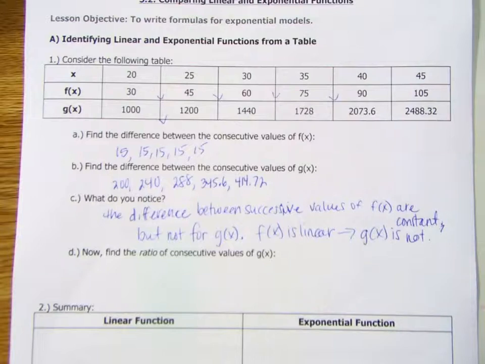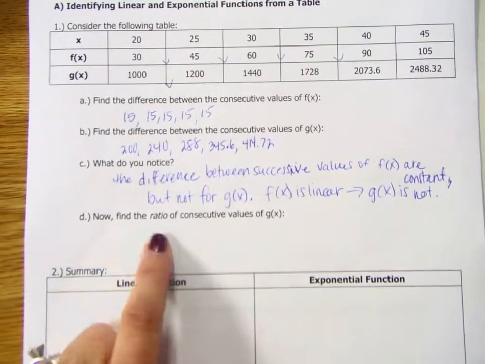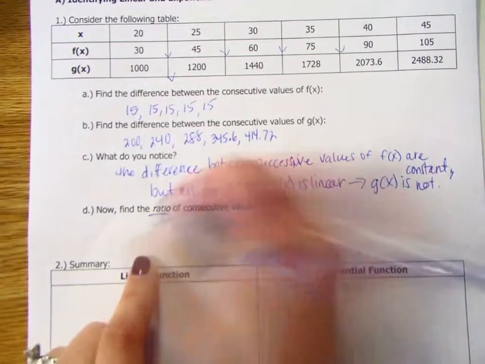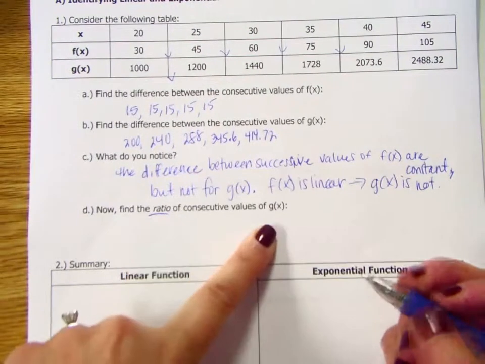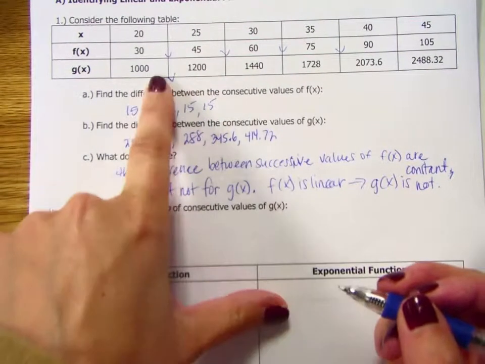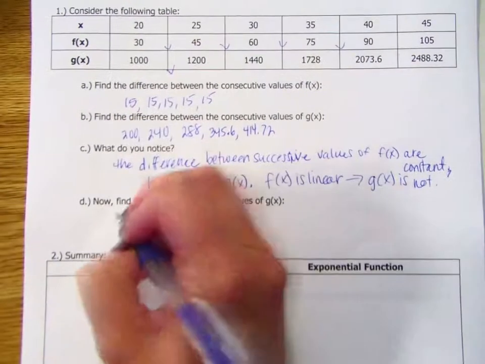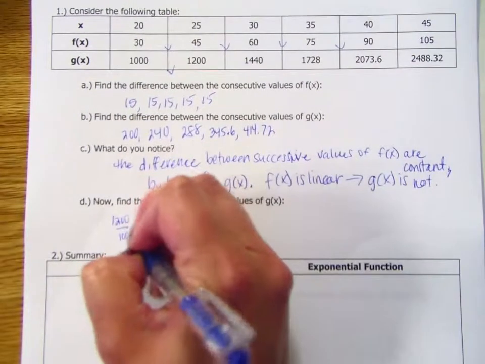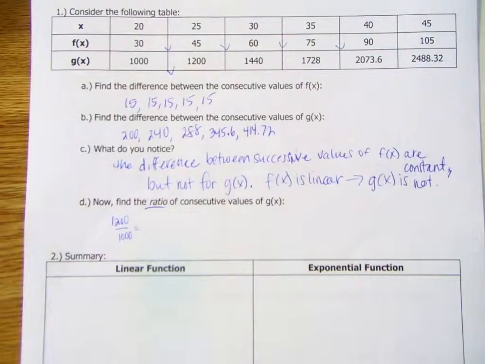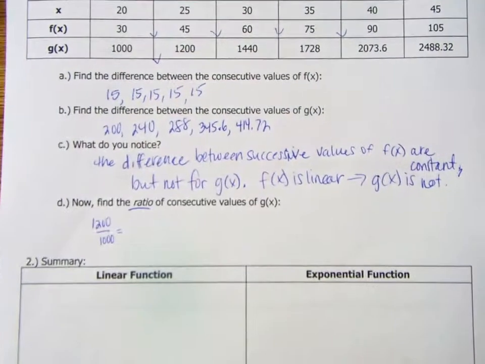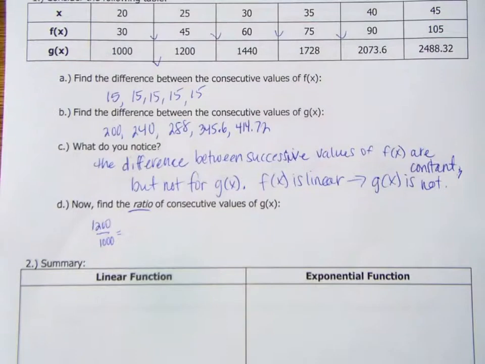Exponential. Yeah, okay. So what I want you to do lastly is find the ratio of consecutive values of g of x. So not finding the difference here, I want you to find the ratio. For example, 1200 over 1000, you can divide that out to get its ratio. So take about 2 minutes to find all of the ratios of consecutive values.